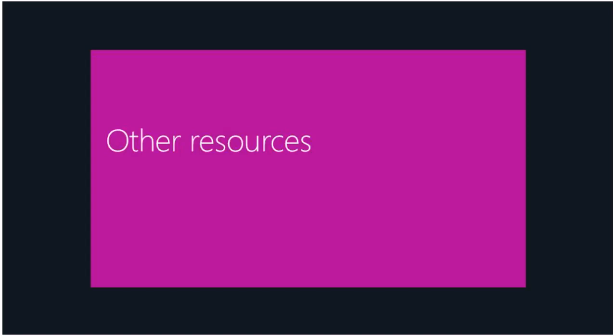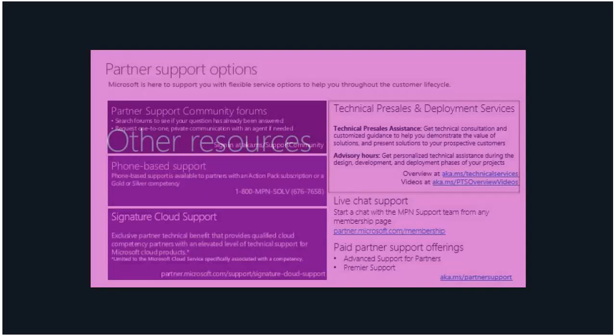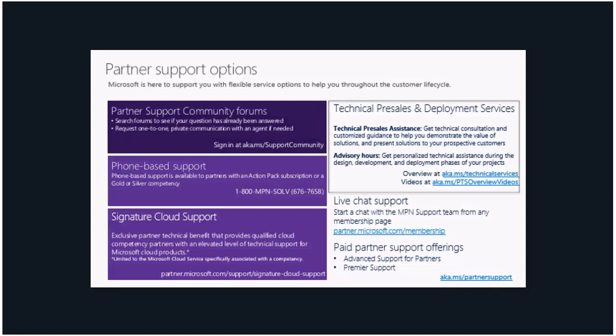And again, quickly going through some other resources. If you ever need support, there are plenty of options for you. There's the community forums where you can search by the question that you have and see if it has been answered already. There's phone-based support. If you have an Action Pack subscription or a competency, you have access to this phone number. And of course, if you have a cloud competency, then you have Signature Cloud support.